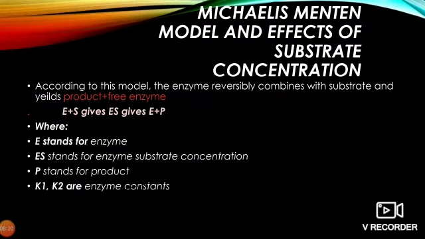Now I would like to talk about the Michaelis-Menten model and the effects of substrate concentration. According to this model, the enzyme reversibly combines with substrate and yields the product and free enzyme. For example, in the given equation, E plus S gives ES gives E plus P. What does it stand for? Well, E stands for enzyme, ES stands for enzyme-substrate complex, and P stands for the product, while K1 and K2 are the rate constants.